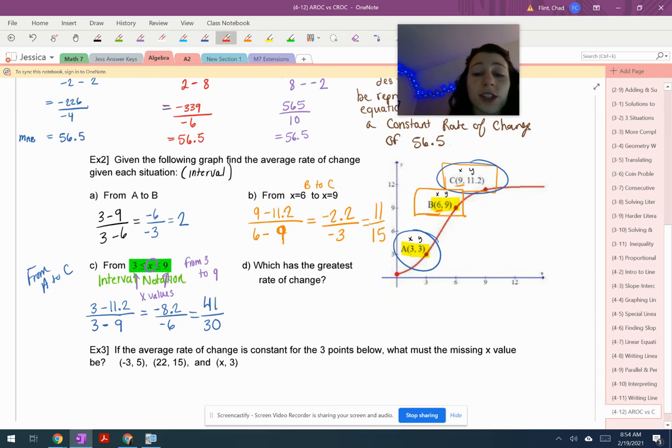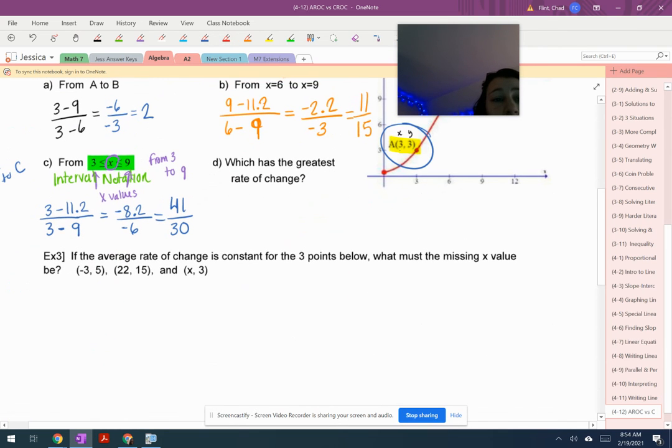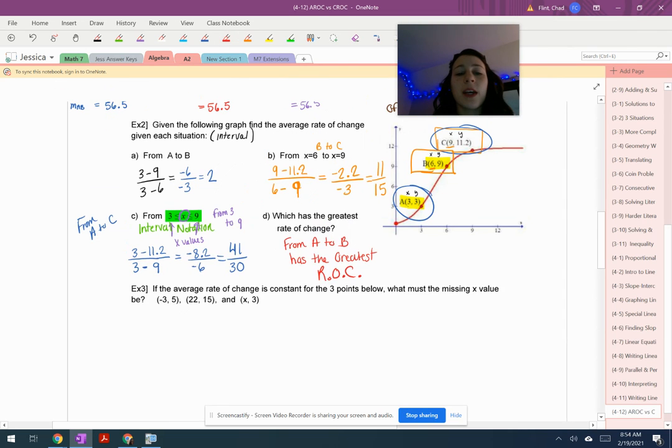Answering part D to finish this off, which has the greatest rate of change? Well, 11 over 15, that's less than 1. 41 over 30 is bigger than 1, but not as big as 2. So which has the greatest rate of change? From A to B has the greatest rate of change. Boom. And there's example 2.